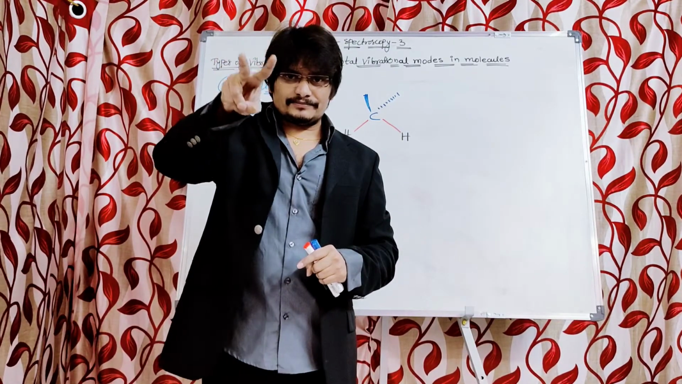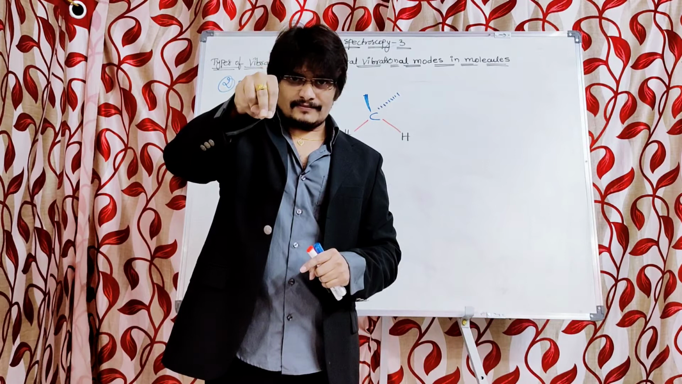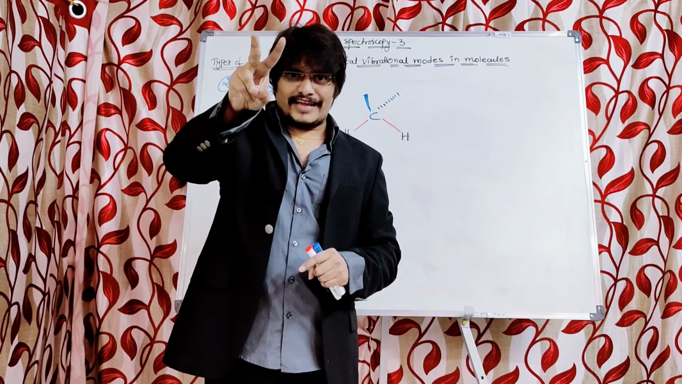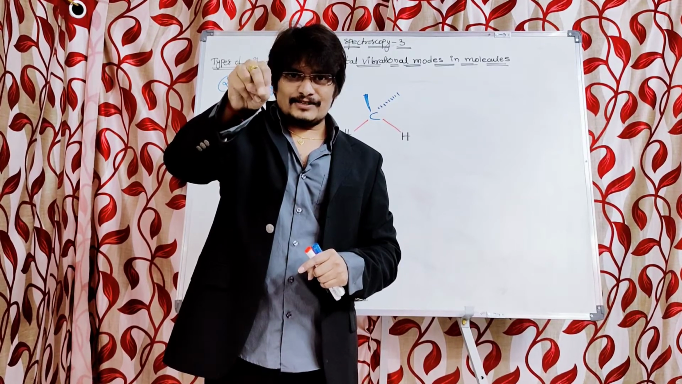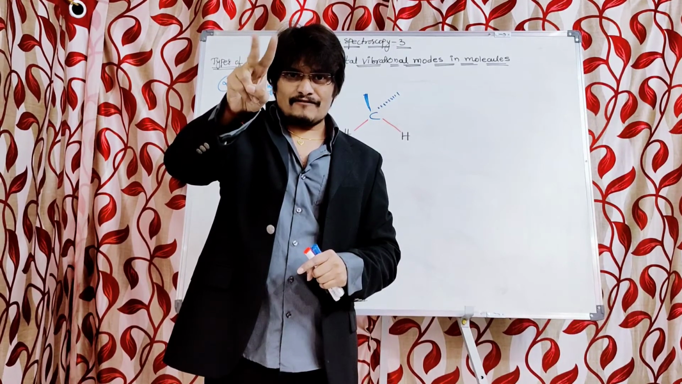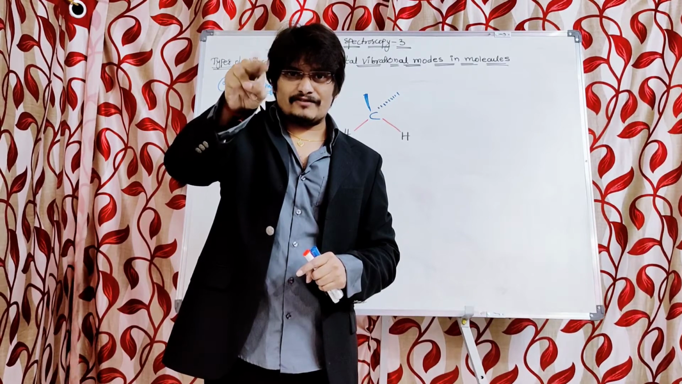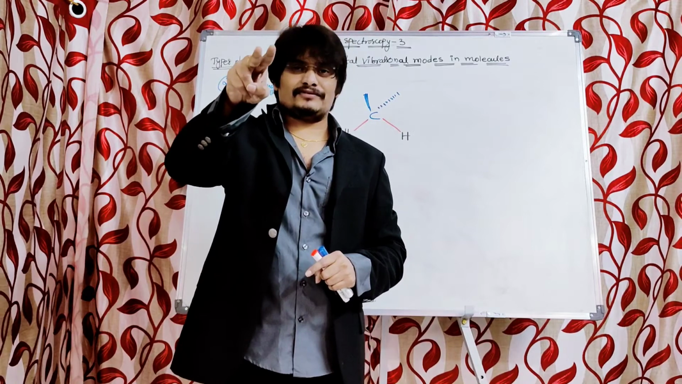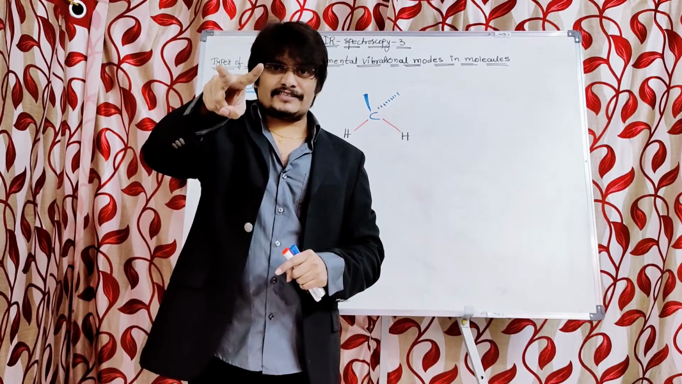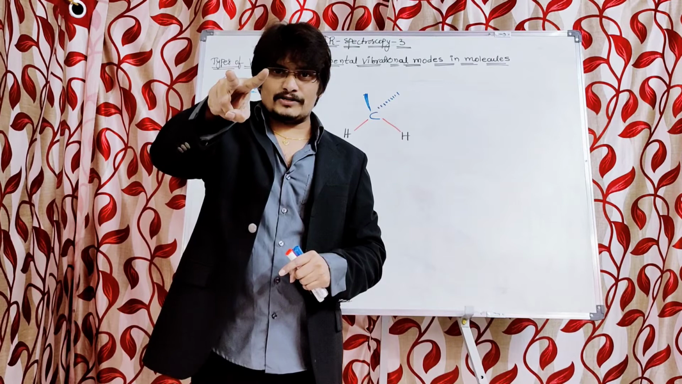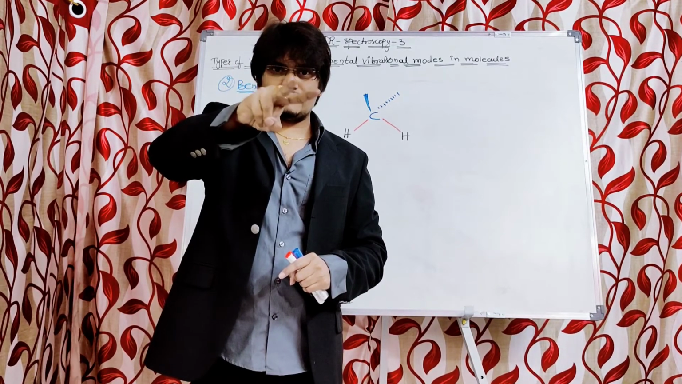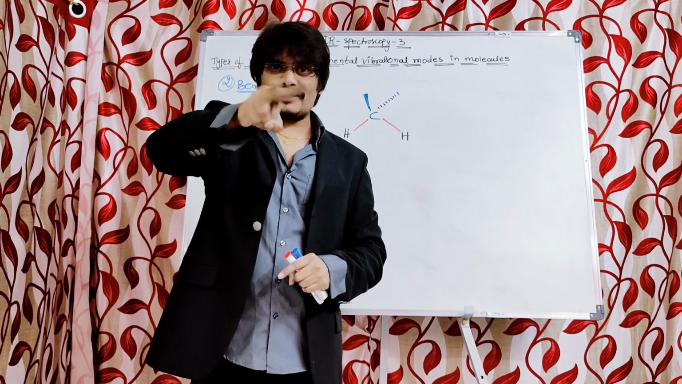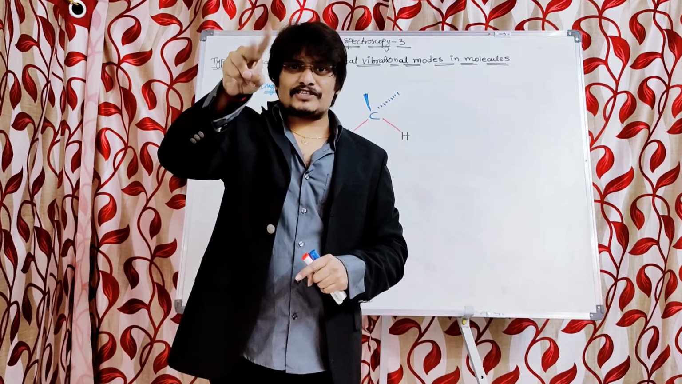Next, like a dog tail, right? So this is wagging bending vibration. This is the third type of bending vibration. Next, this one, two hydrogens on the same. This is rocking bending vibration.